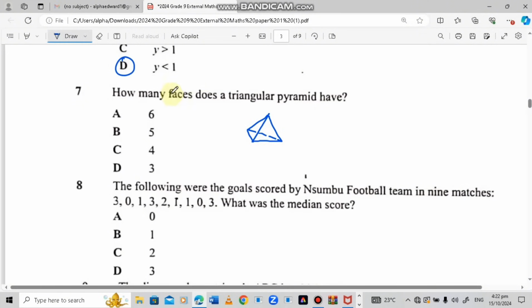So they are asking about the faces. How many faces? We have this face here. We are calling this the front face. So 1. Then you have behind here 2. Then 3. And down here 4. So the answer is 4.